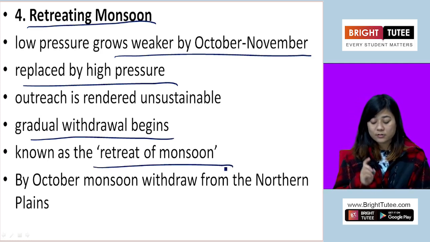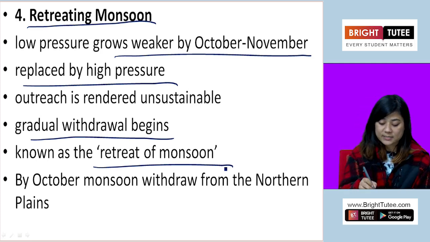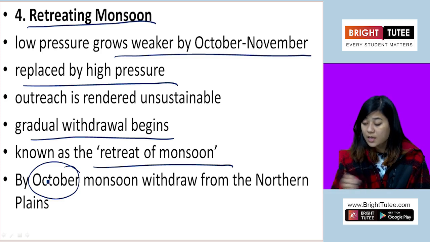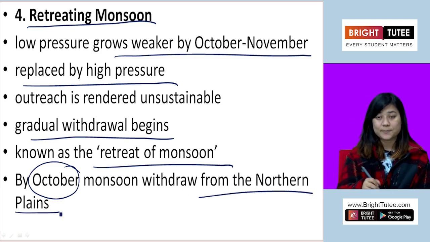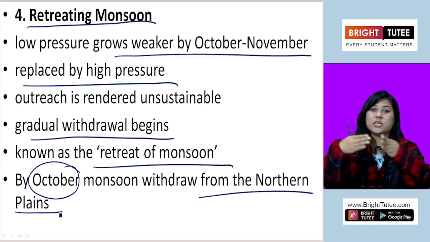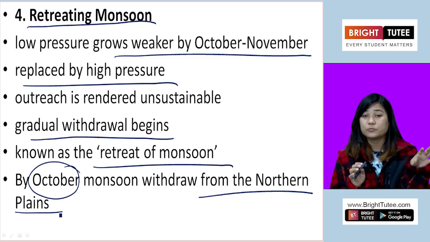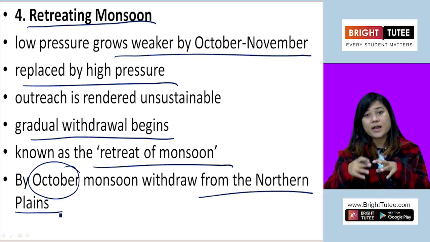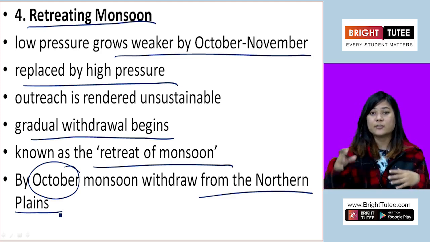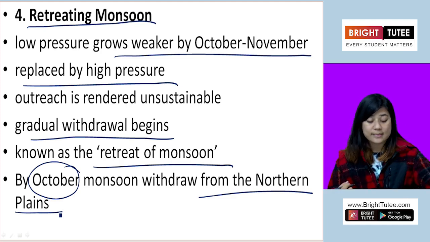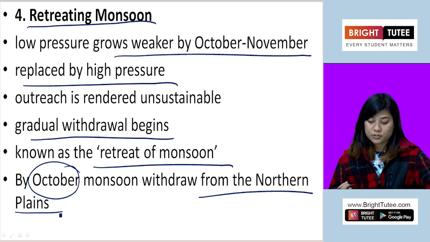Now the retreat of monsoon begins by the month of October, from the northern plains. So we know how they were merging in the northern plains and causing rainfall in that area, northern and northwestern. Now from there, by October, they slowly begin to return. And that is the retreating monsoon.